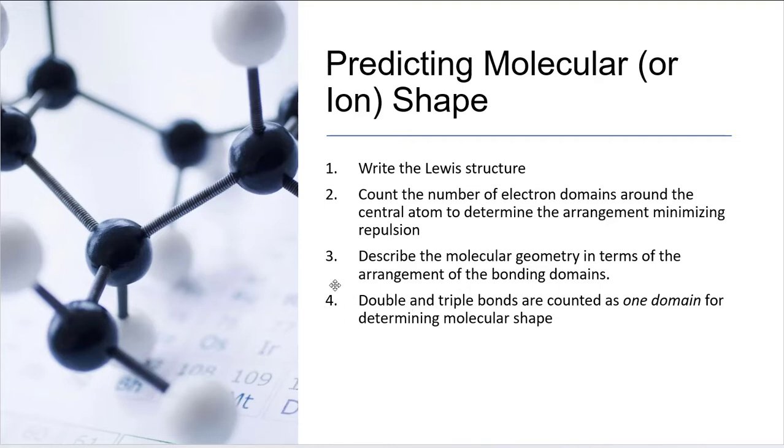And make sure, actually this probably shouldn't be number 4. This should be a little asterisk and go with number 2. But double and triple bonds count as one domain for determining molecular shape. So whether it's a single bond, a double bond, or a triple bond, however one atom is connected to another counts as one domain.